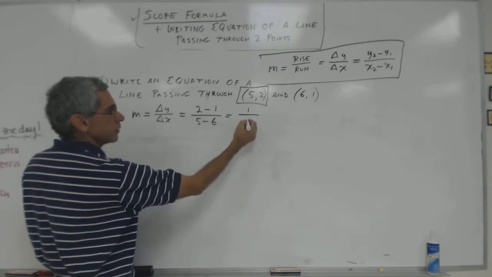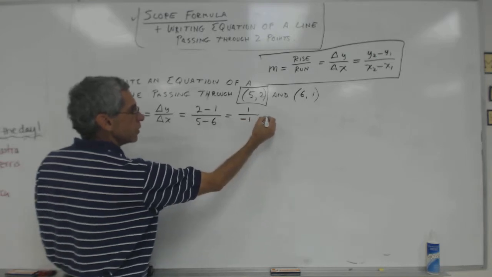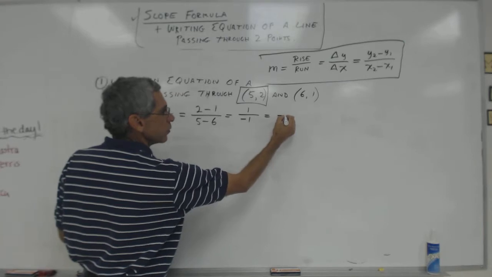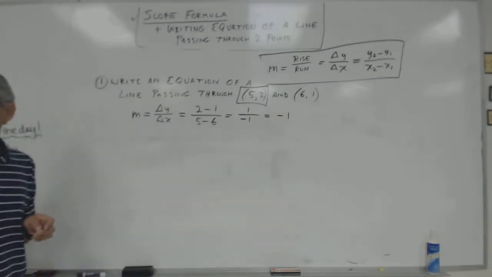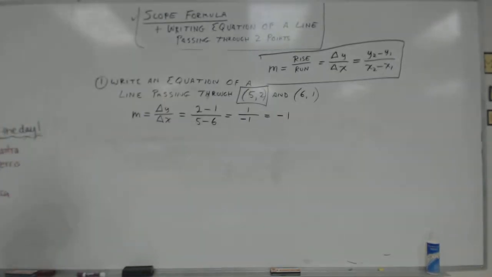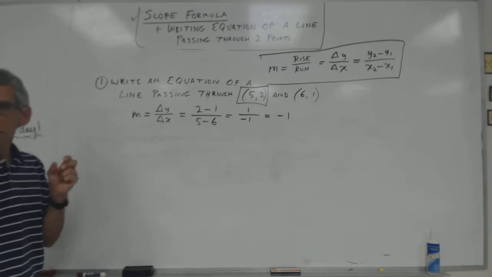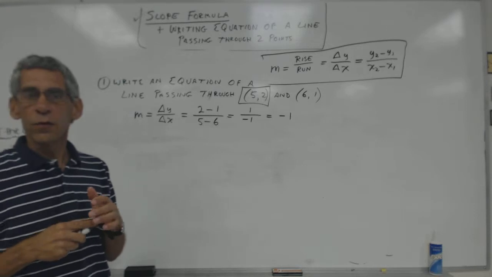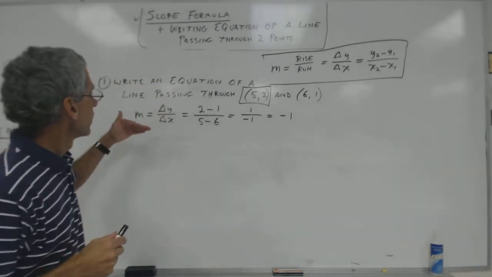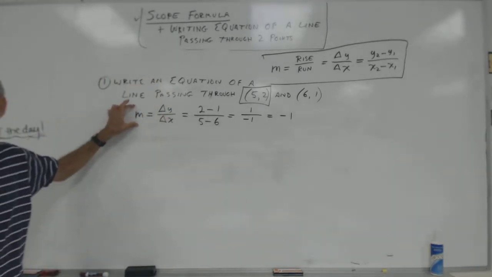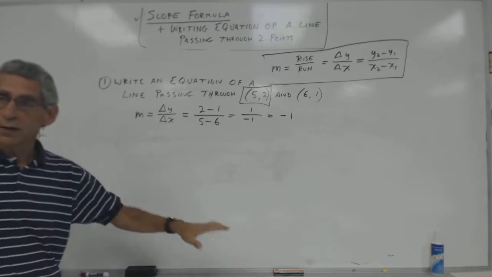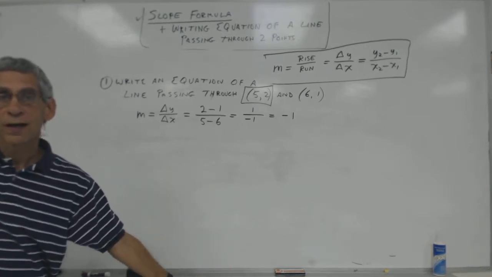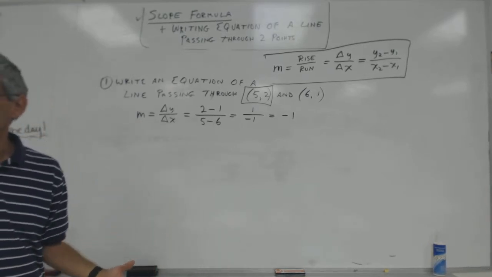5 minus 6 is -1. So that's going to give me a slope of -1. Okay? All right. So we've started this. Now, there are 2 ways to do this. And the way I taught it before, the next part, I'm not done yet. All we did is we found a slope of the line, right? We also have to write an equation of that line.